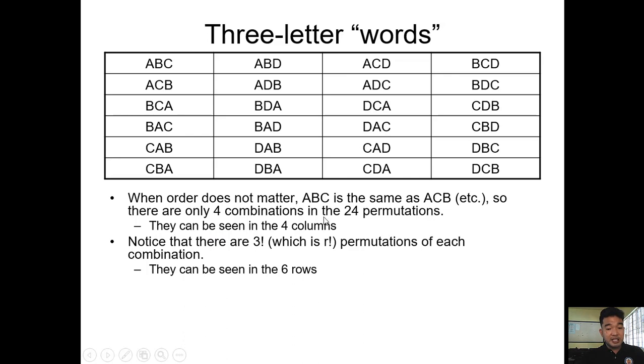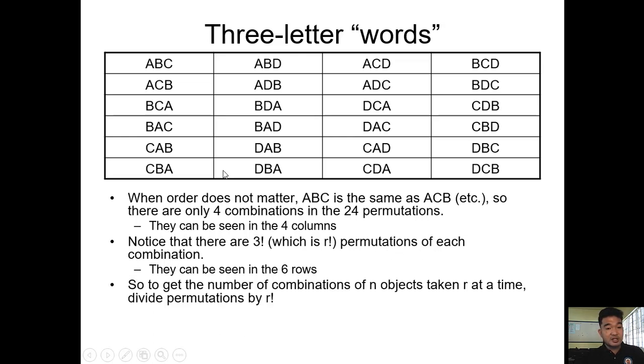So, they can be seen in the 4 columns. That's right. This is 1, 2, 3, and 4. Notice that there are 3 factorial, which is our factorial, permutations of each combination. They can be seen in 6 rows. Ayan. Ito naman yun. 1, 2, 3, 4, 5, 6. So that's 3 factorial because 3 times 2 times 1 is equal to 6.